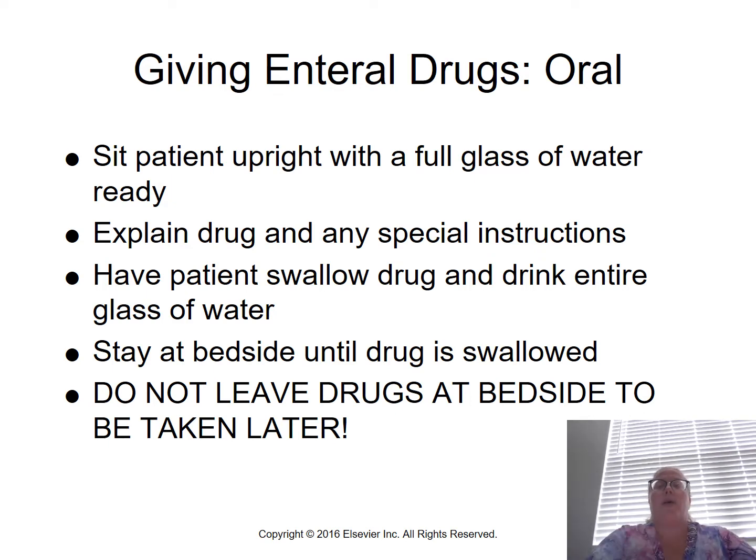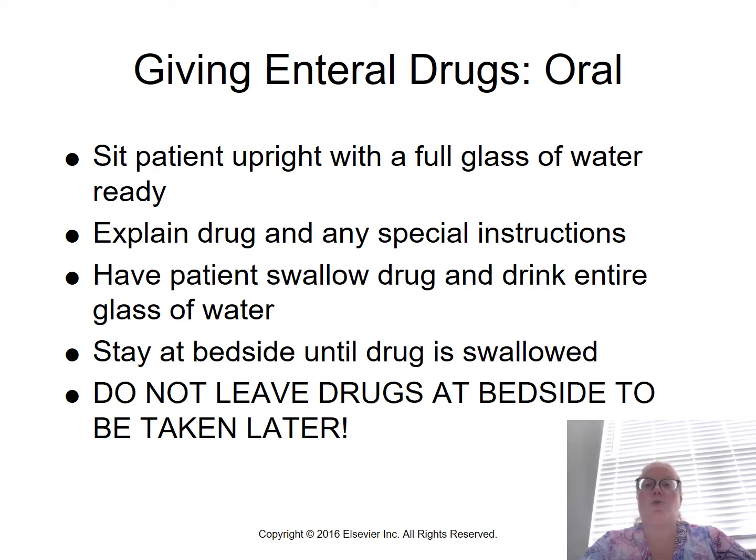Okay, so when we talk about the specific procedure to give an enteral medication, we want to sit the patient upright with a full glass of water ready. Why should we have a full glass of water for the patient to drink? Well, oral medications dissolve better and cause less GI discomfort when they are given with water.